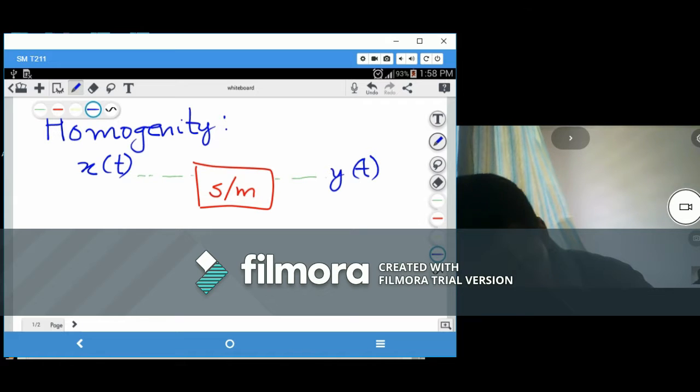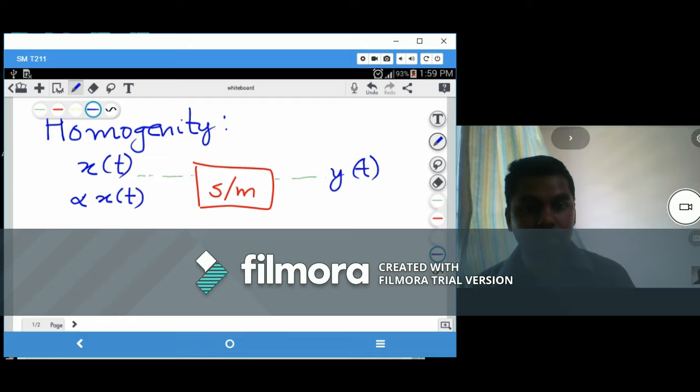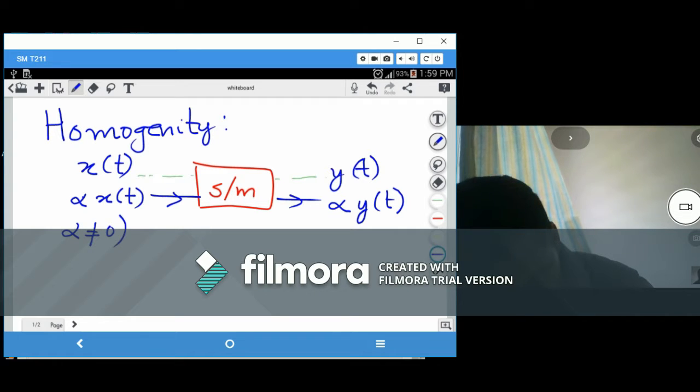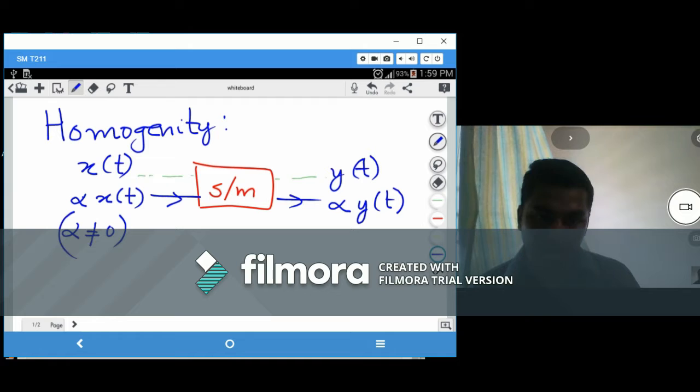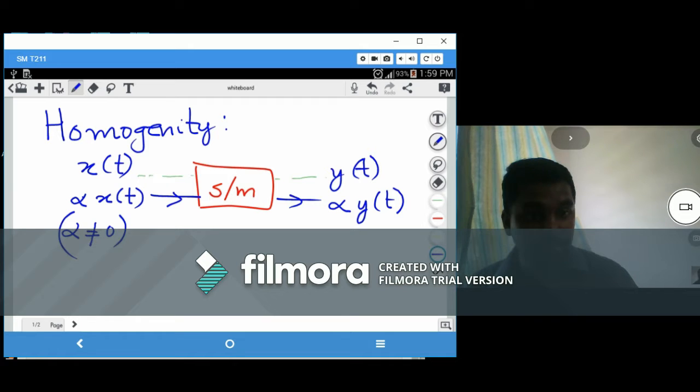Now on feeding some alpha scaling factor of the previous input x of t, that means I am going to feed alpha times x of t into the system, then the system would output some alpha times y of t, the same alpha, which is non-zero. For the time being, let us define alpha to be non-zero. It outputs the same alpha times the output. Now one can also verify this for the amplifier system. So the amplifier system is linear.